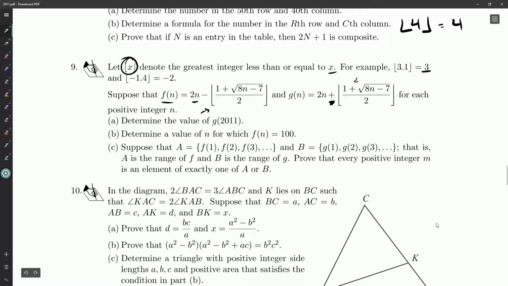Okay, A, B, and C, we can read them one at a time, I guess. A: just determine the value of g of 2011. Just plug in the year of the contest. They just want to make sure you understand how to work with this. So I've got my calculator handy. Let's plug it in.